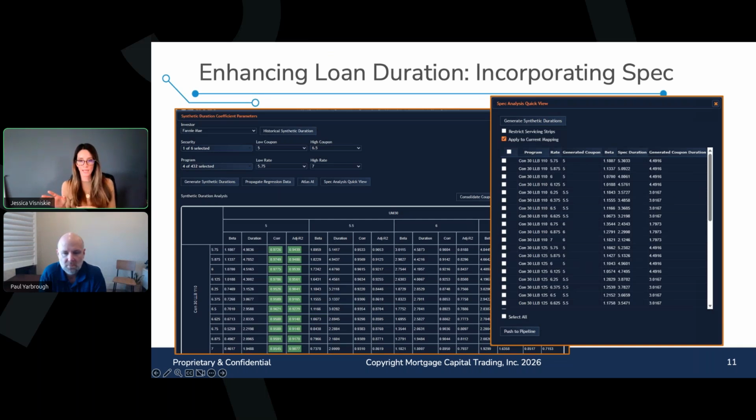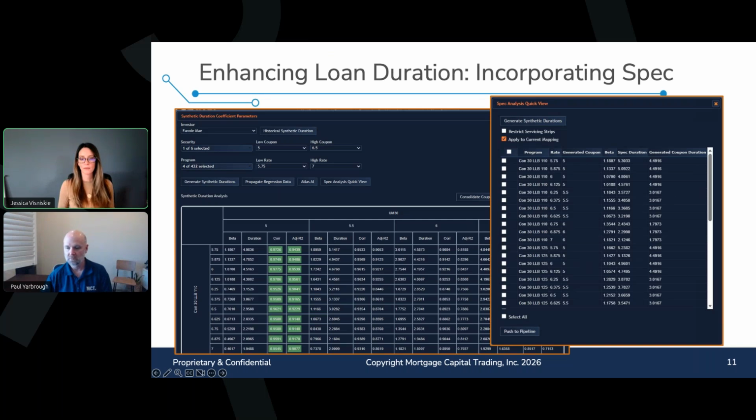Focusing you now on the right, that pop-up window, spec analysis quick view. This gives you the ability to quickly see for every coupon and note rate combination that you selected in your analysis, what coupon we're talking about as far as the measurement, the resulting data, and then the resulting spec duration. You have the ability to either select all or hand select some, and then push that spec duration into MCT Live to impact your position.